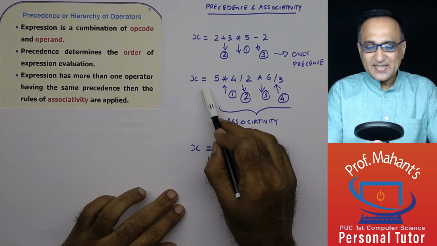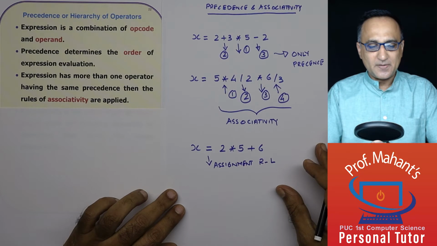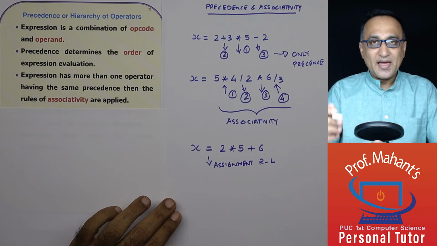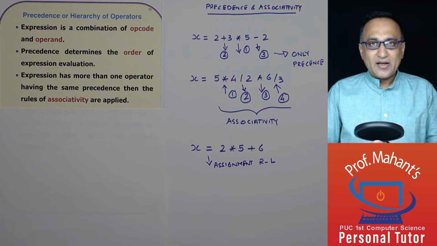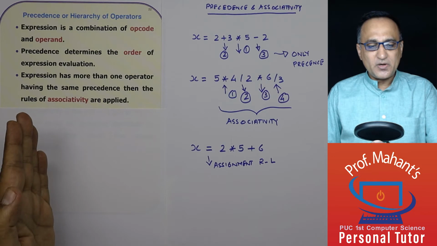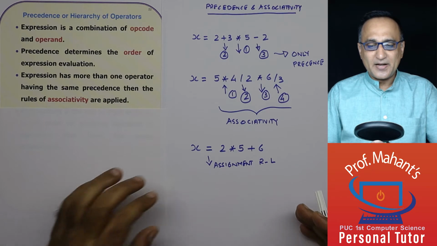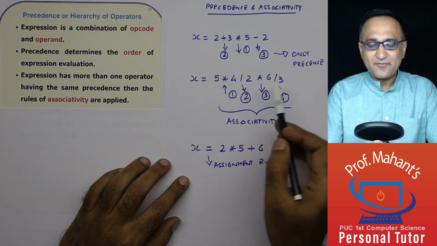But what about a case like this where it is 5 into 4 divided by 2 into 6 divided by 3? Here you have a small problem. The problem is multiplication and division have the same rank or precedence. So something called the rules of associativity come into the picture. If more than one operator in an expression have the same precedence, then the rules of associativity determine which of the operators is applied first. In case of multiplication and division, it is always from left to right.